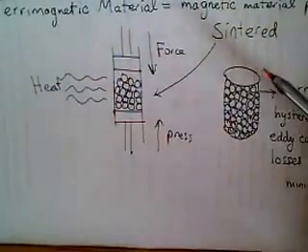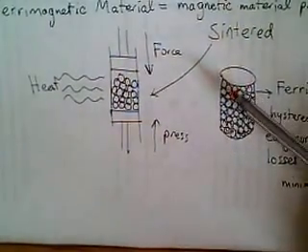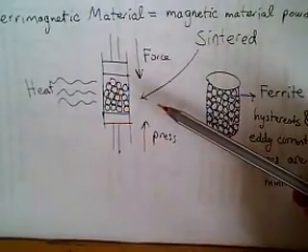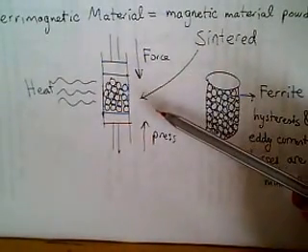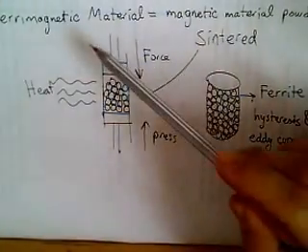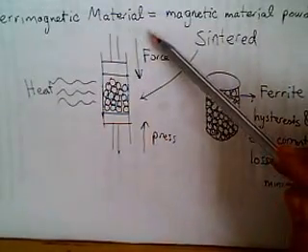In this slide, the schematic or simply basic production technique is shown to produce ferrimagnetic materials.